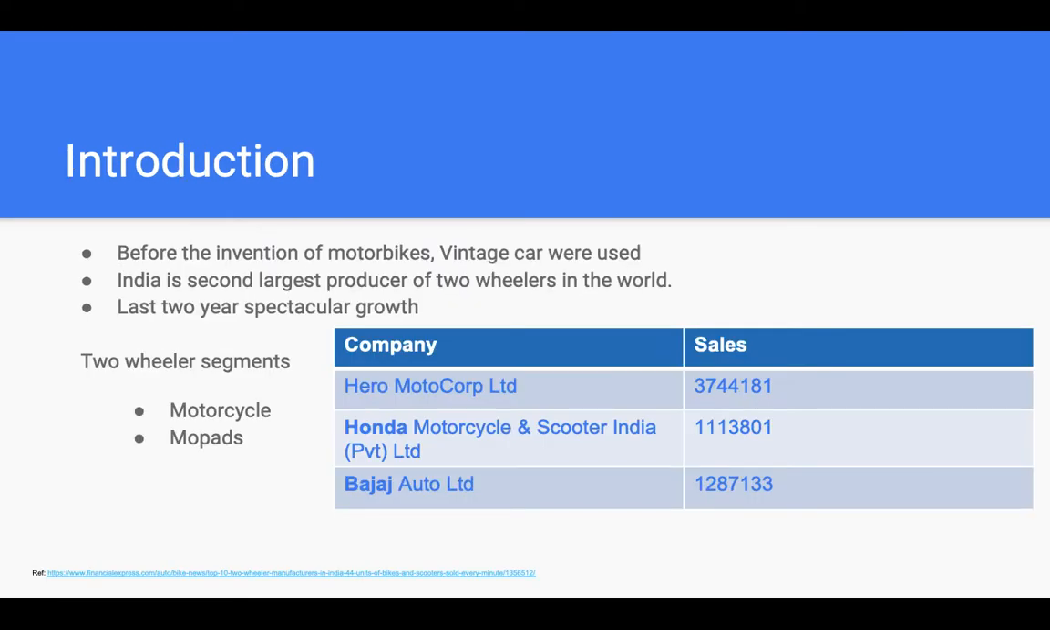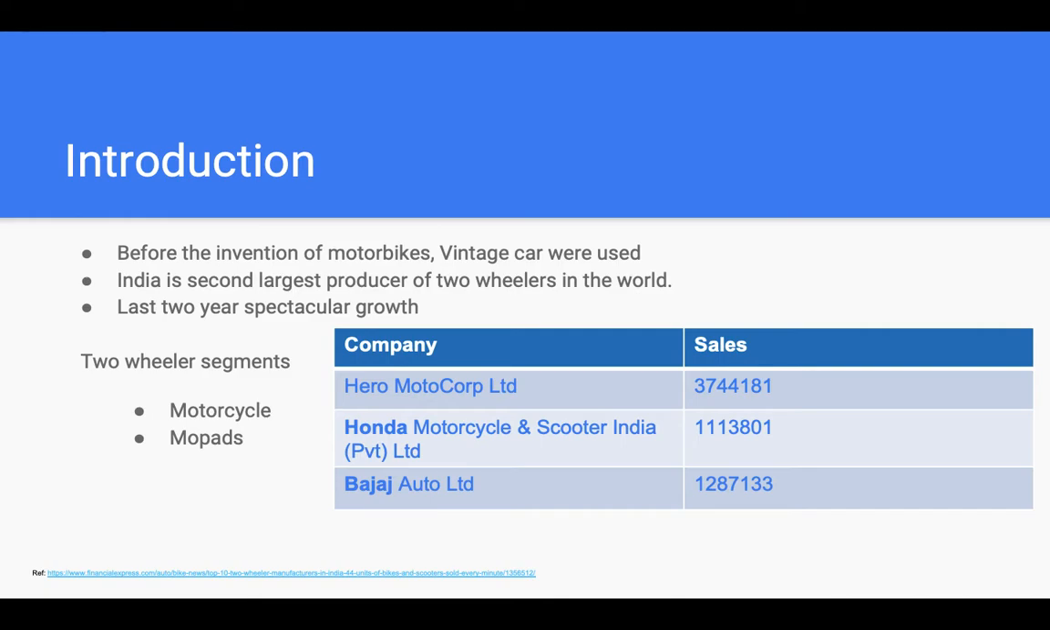India is the second largest producer of two-wheelers in the world, and there has been spectacular growth in the last 2 years. Before the invention of motorbikes, the principal means of transportation was the vintage cars. The two-wheeler segment is divided into two parts: one is motorcycle and the other one is moped.